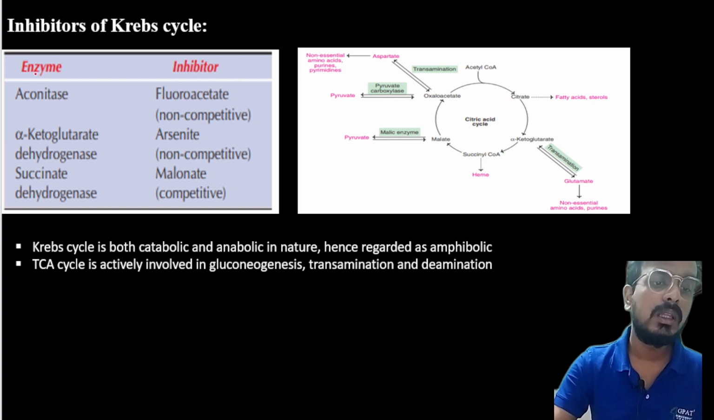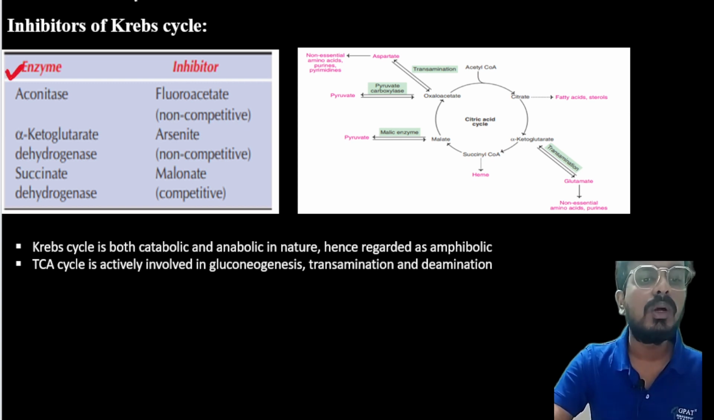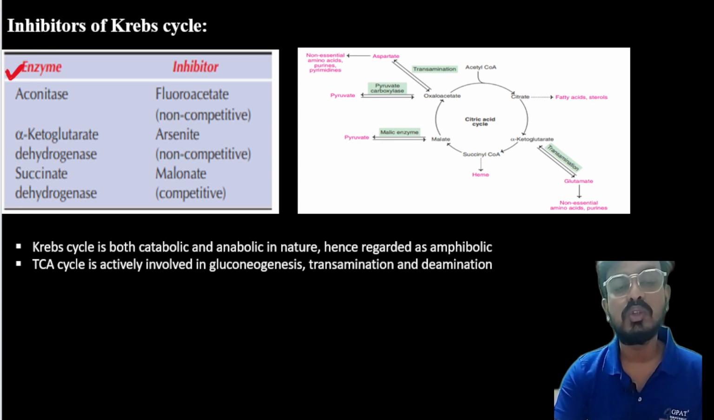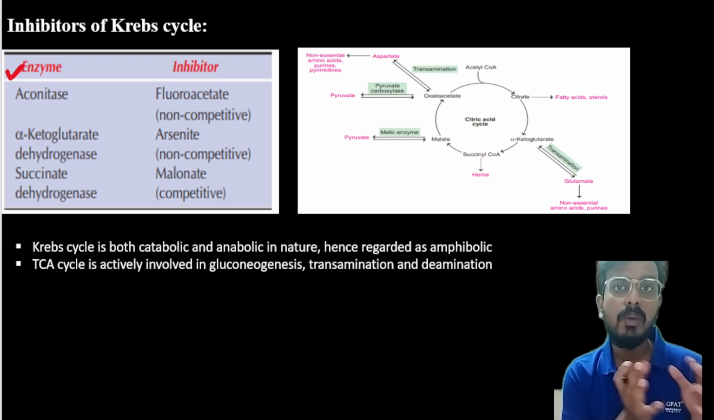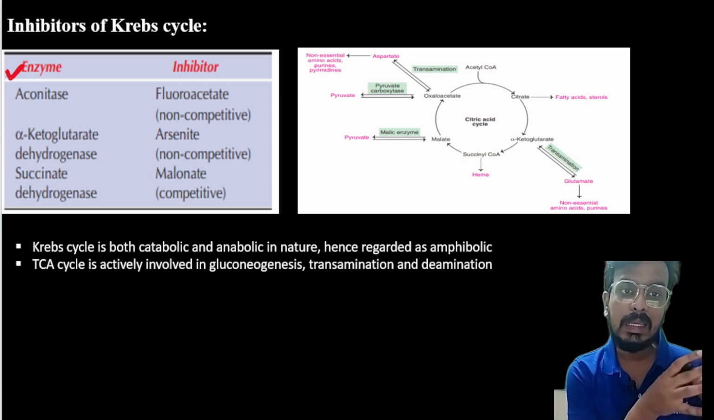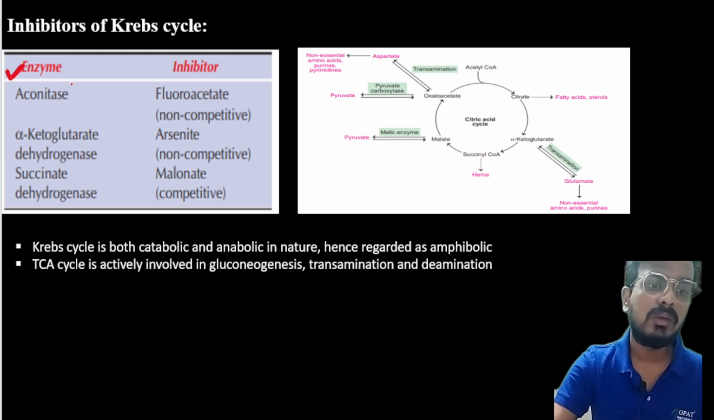So let's see the inhibitors. The exam asks from this. What are the inhibitors basically available for the different enzymes? These inhibitors basically block the action of the respective enzyme so that they can inhibit or stop the TCA cycle.